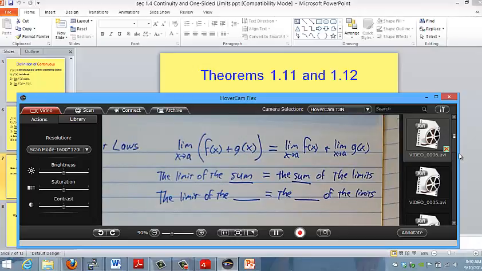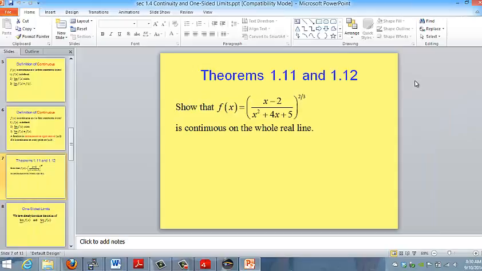True. Okay? And there's all these theorems listed in your book, and I got to the point where I said, I'm not going to list them all for students. I'm going to tell you that it's almost true that you could just fill in the blank. Limit of the blank is the blank of the limits. That's almost completely true. As a matter of fact, for this problem that I'm trying to do right now, show that this is continuous on the whole real line.